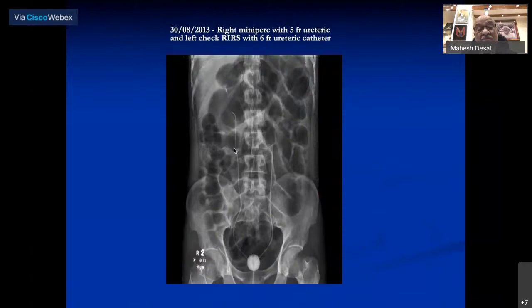And again, we went back and did a right mini perc with a 5 French ureteric catheter and a left RIRS with a 6 French ureteric catheter. We left it behind, and then we cleared the stone.